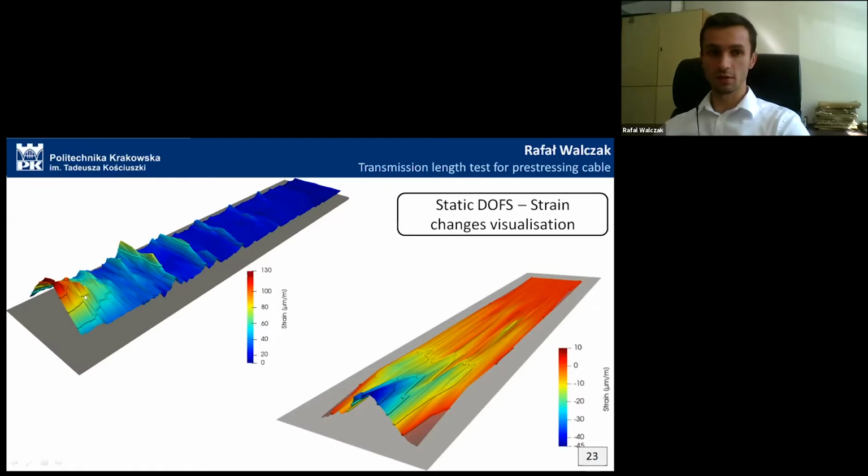So we can see, of course, tension strain due to loss of prestressing force in the cable. And on the right, we can see transverse strain changes. And of course, in the region of the cable, we can see a compression perpendicular to its axis.